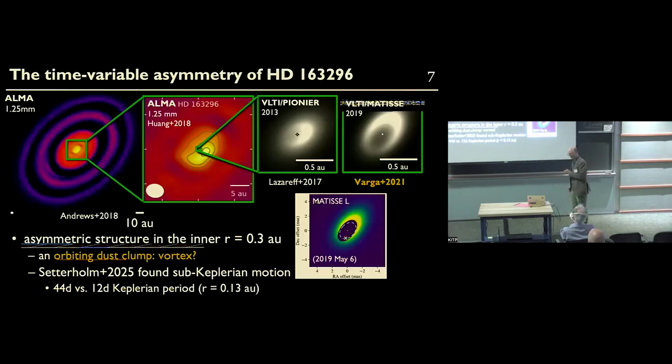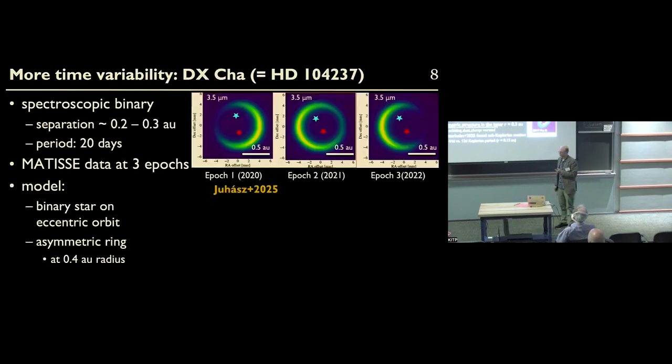But if I may, I have 2 other nice systems that I would like to mention. One is DX Cha, which is a spectroscopic binary. And my PhD student led a very nice study on this. So the separation of the two stars is around 0.2, 0.3 AU. These are on eccentric orbits. And we observed with Matisse on 3 different epochs.